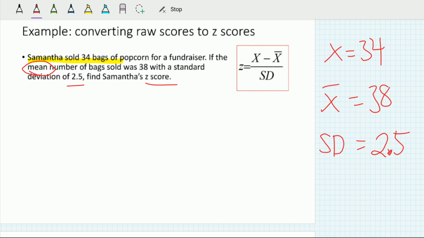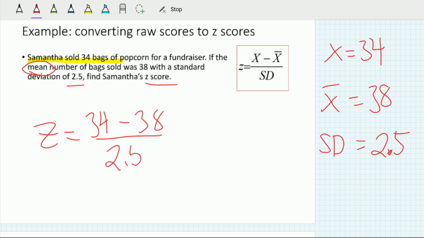All right, so let's see. The z-score is a fraction, with the standard deviation on the bottom. X goes first, the raw score. The mean is 38. The standard deviation is 2.5. 34 minus 38 is -4, over 2.5. Right there you see that negative sign. Do not lose that negative sign, okay? Keep it there. So it's going to be -4 divided by 2.5, and that's going to give me -1.6.